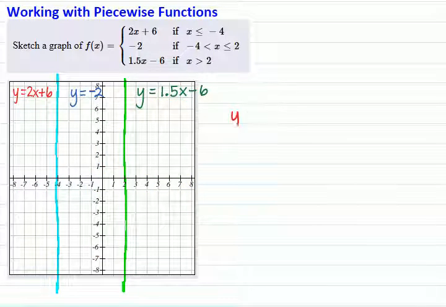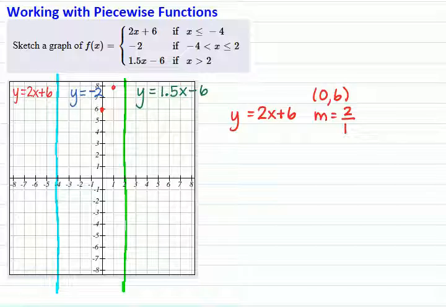To graph the line y equals 2x plus 6, I'm going to start at the y-intercept (0, 6), and I'm going to rise 2 and run 1. So starting at 6, if I rise 2 and run 1, this is my next point, but I really need to go towards the left. So I'm going to rise -2 and run -1, and I will keep repeating the slope movement until I can get some points on the left.